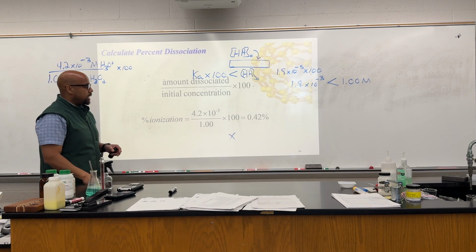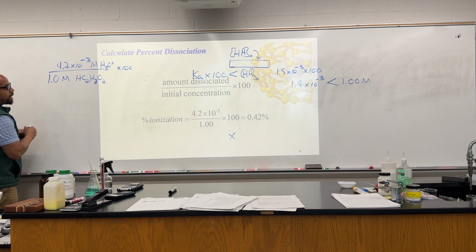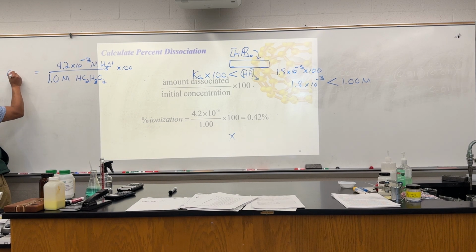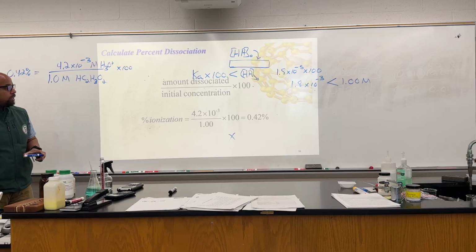And you'll see in this case, when I multiply by 100, it says, hey, based upon this thing right here, I get a value equal to 0.42%. That's the percent dissociated we have. There we go.